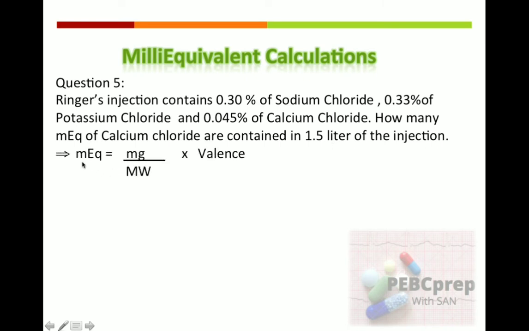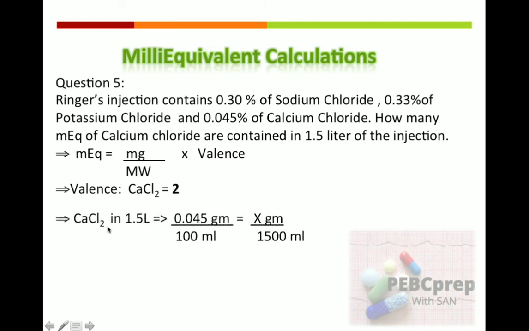We have the formula: milliequivalent is equal to milligram over molecular weight multiplied by valence. So the valency of calcium chloride is 2. We already know calcium is a +2 cation, chloride -2. Okay, so chloride has -1, but it has 2 atoms. So 1 + 1 is 2. So the valence is 2.